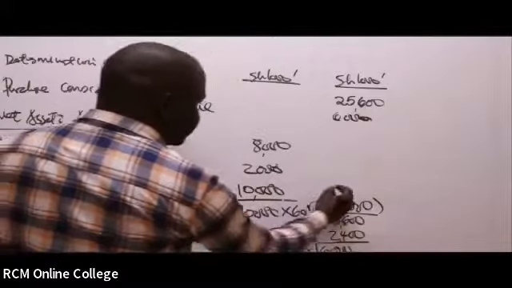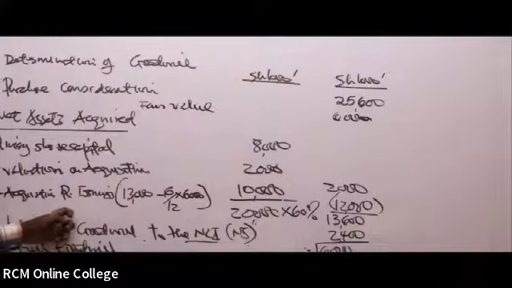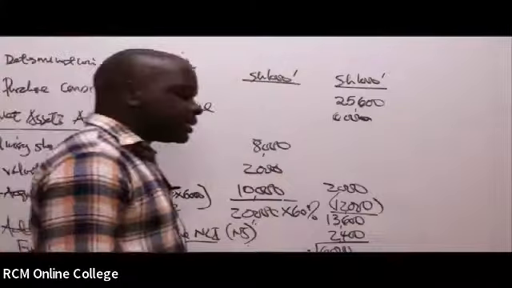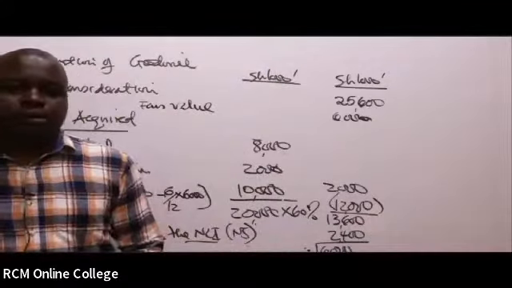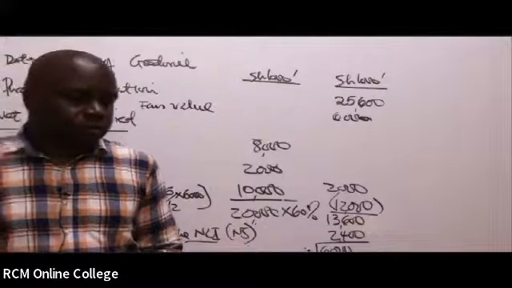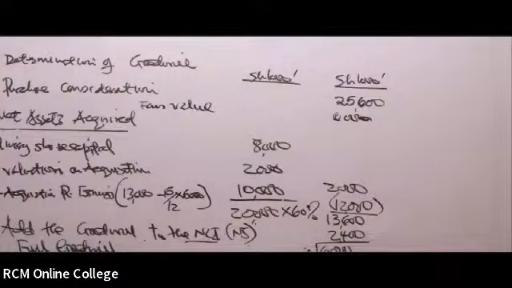Then you take this 20,000 and place it here. What you get as the difference will be the full goodwill, which you'll consider as a non-current asset in our consolidated statement of financial position. So that is how you basically get it.